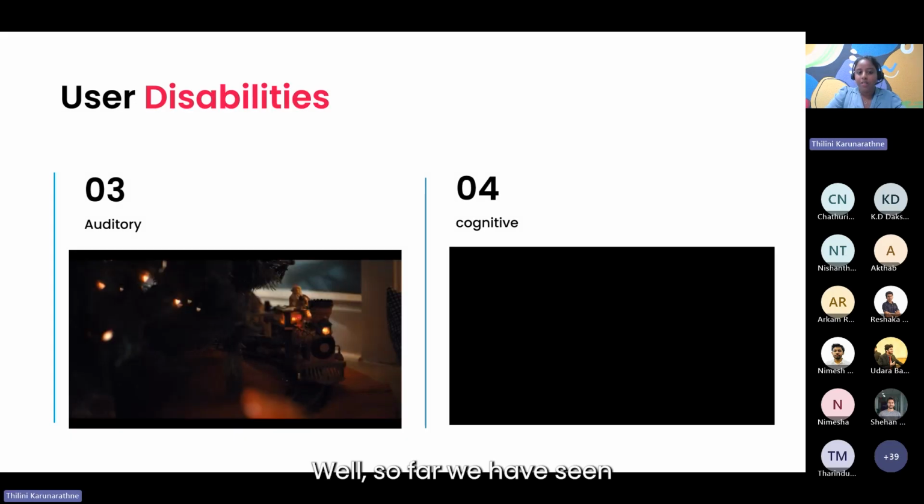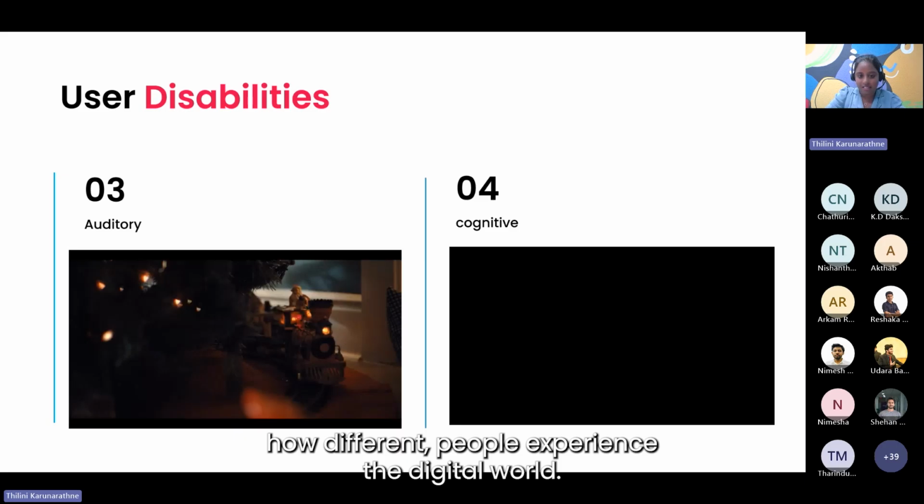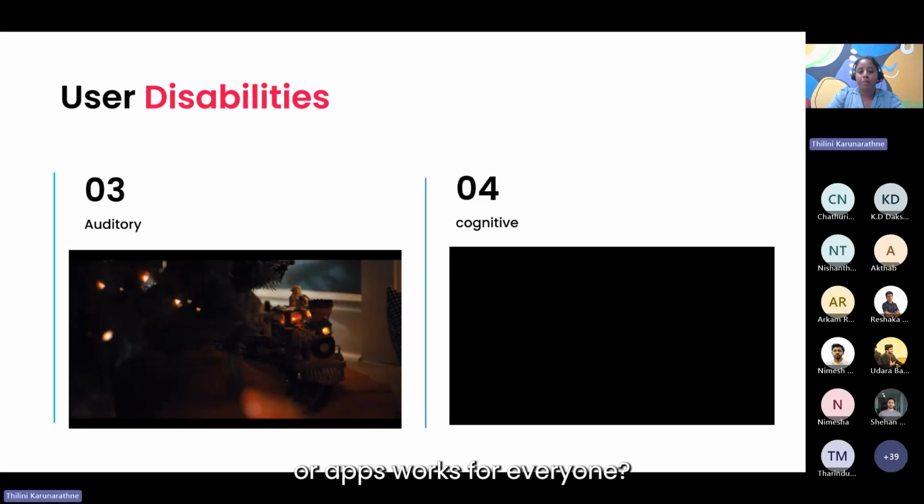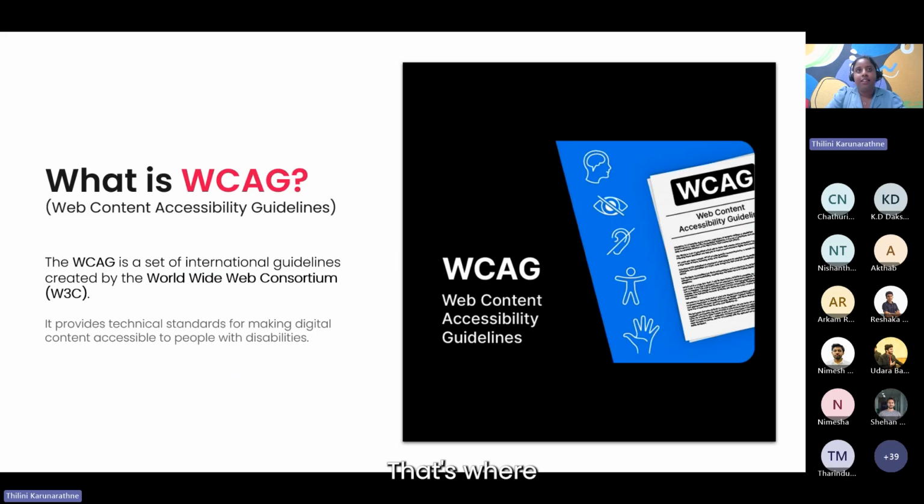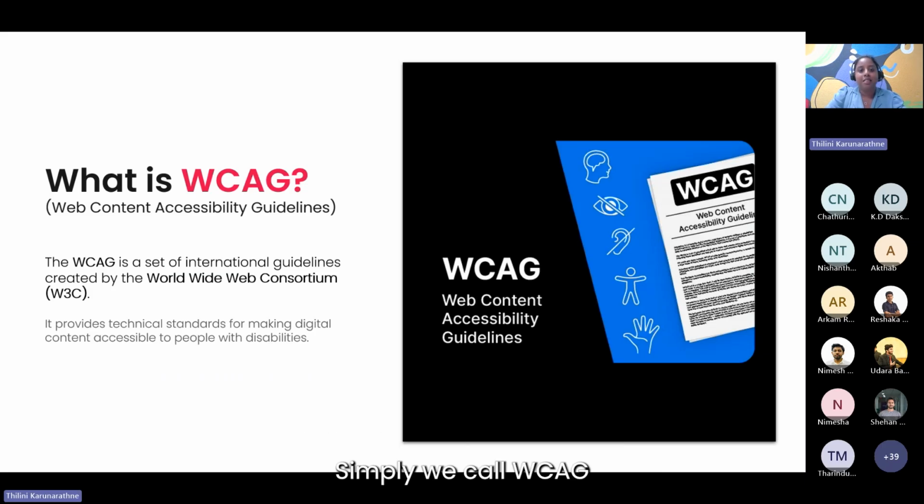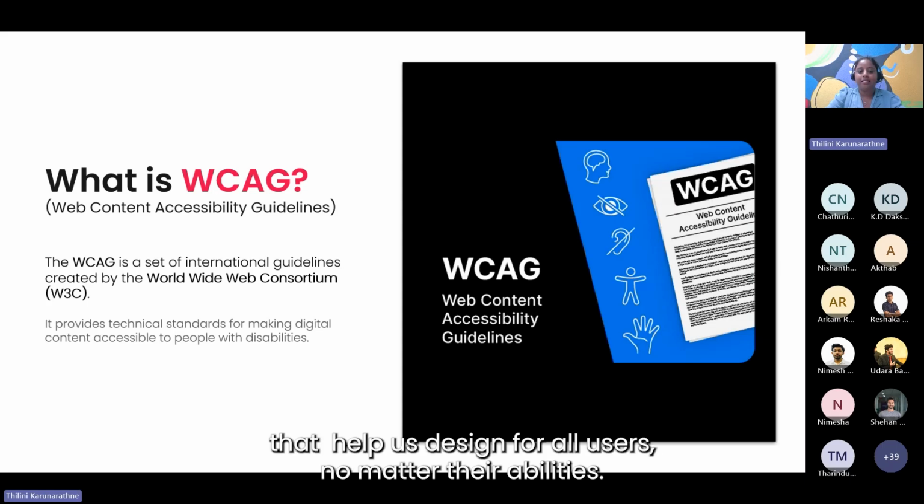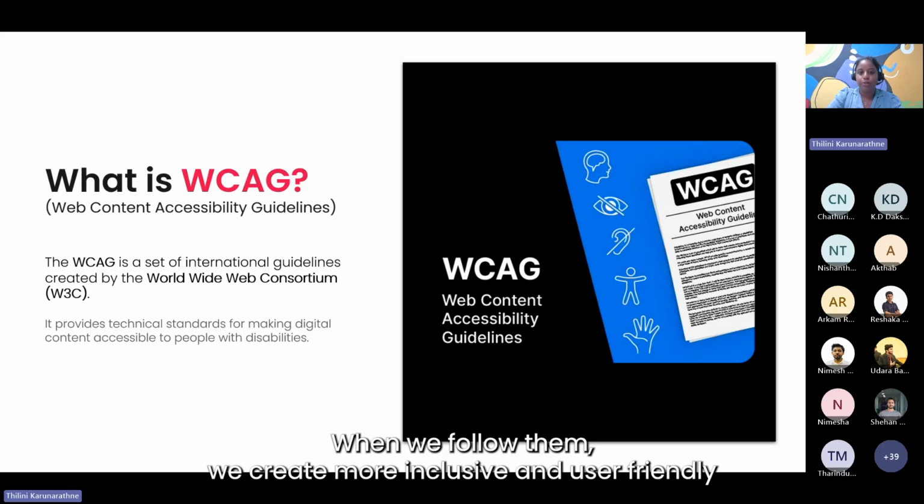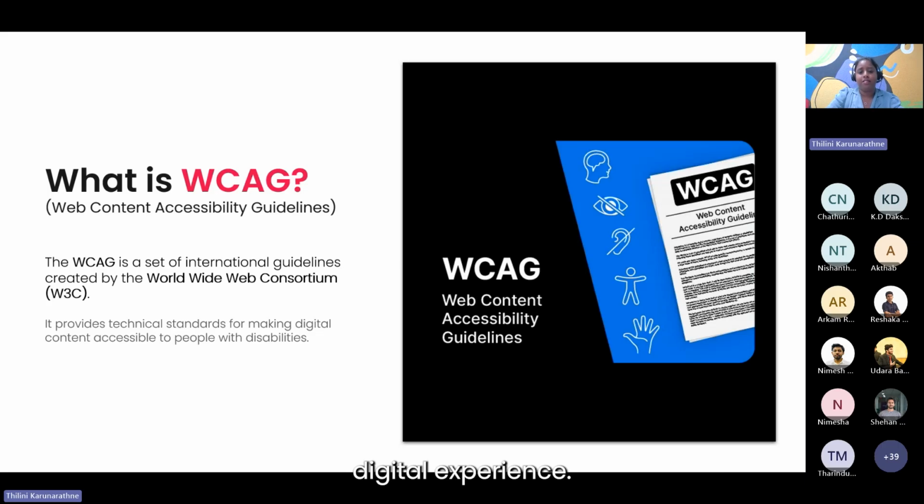Well, so far we have seen how different people experience the digital world. Now you might be wondering, how do we make sure our websites or apps work for everyone? That's where the Web Content Accessibility Guidelines come into the picture. Simply, we call it WCAG. These are simple, clear rules that help us design for all users, no matter their abilities. When we follow them, we create a more inclusive and user-friendly digital experience.